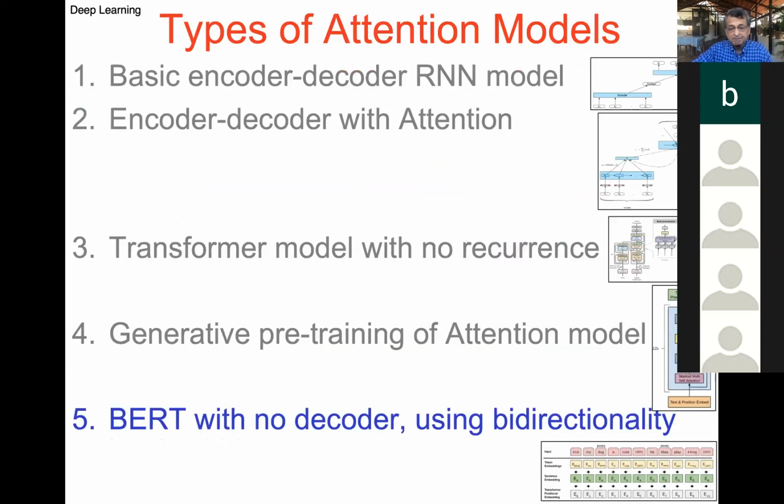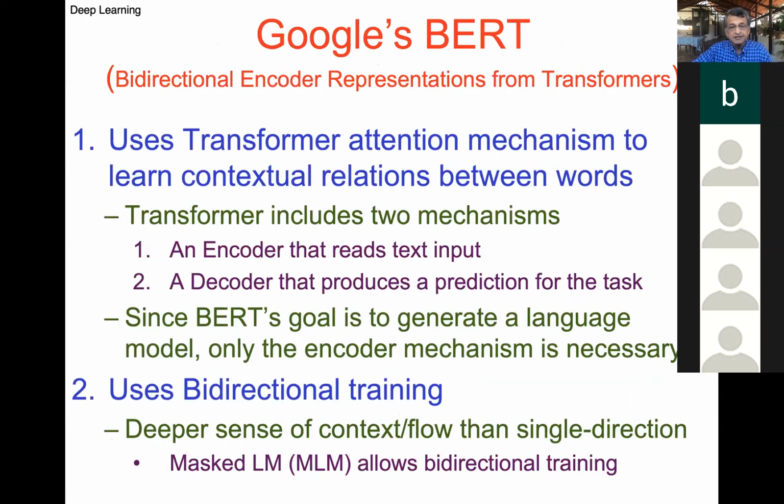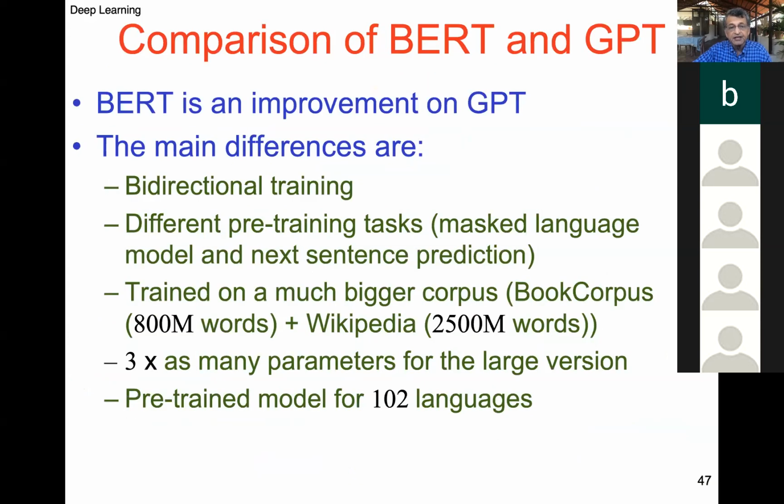And the last part is BERT. BERT uses a transformer attention mechanism, and it just generates the encoder, not the decoder. And it uses a masked language model to allow bidirectional training. And I think I have a slide or two about what this masked training is. Certain words are masked off and we generate them.